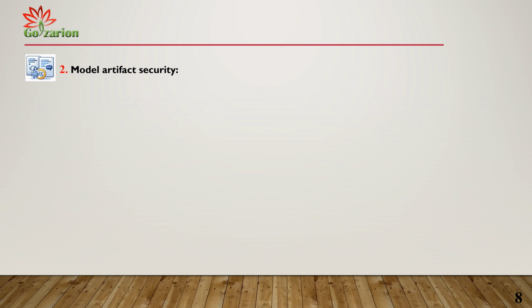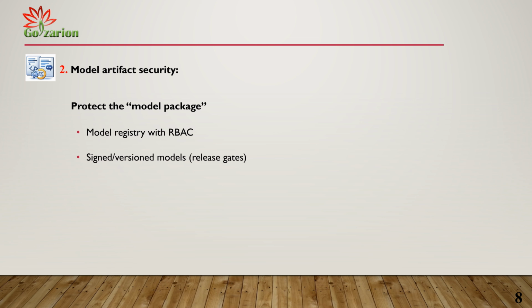Next, model artifact security. Treat a model release like a software release. Use a model registry with RBAC. Version models. Promote them through release gates and restrict who can approve production. Encrypt model artifacts at rest, and most importantly, be ready to roll back to a last known safe version if behavior changes. Rollback is not optional in AI. It's part of operational safety.